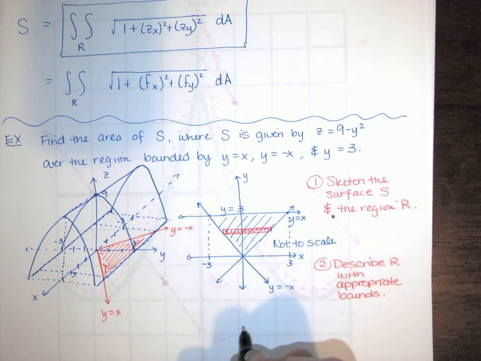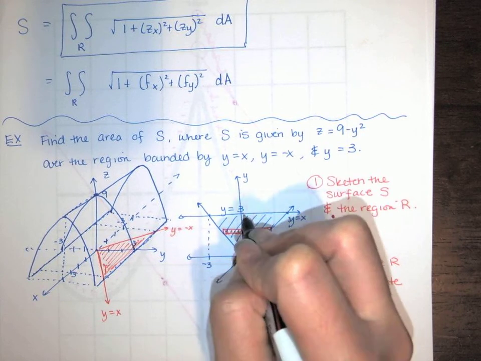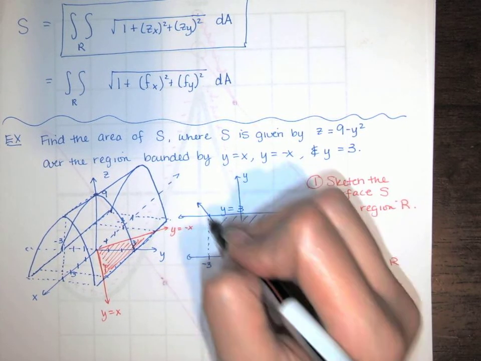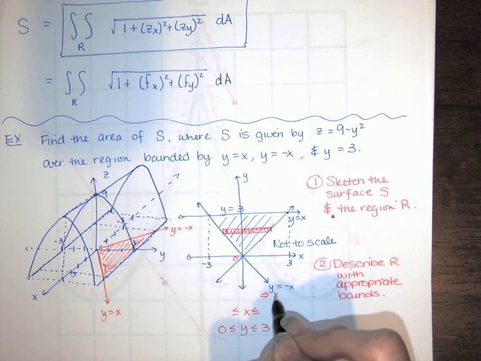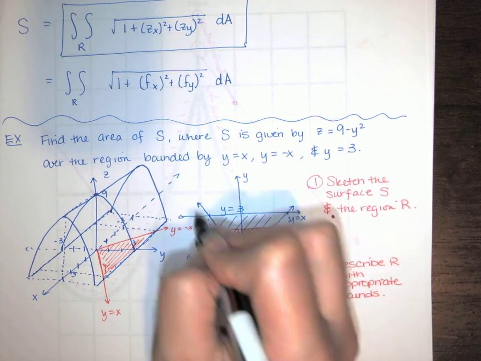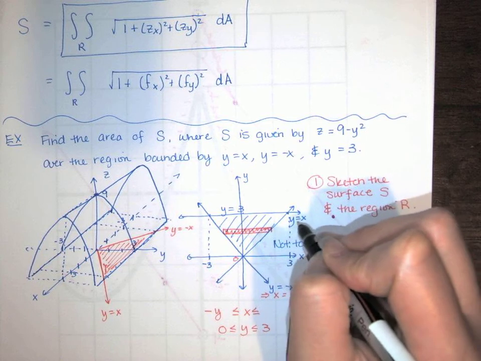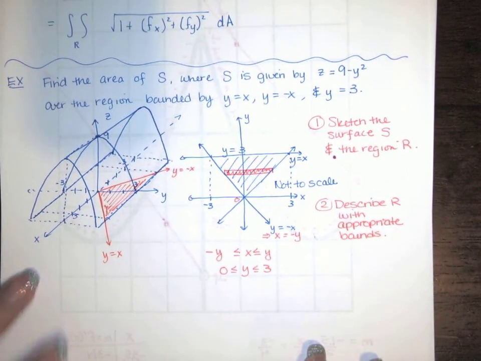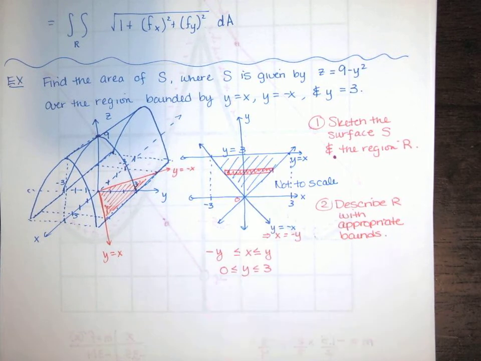So I'll do the y part first because it's the easiest. Y goes from the constant 0 to the constant 3. And x goes from this function to this function. Well, if I solve this equation for x, I get x equals negative y. That's my x on the left. If I solve this equation for x, I get x equals y. My x on the right. So we go from negative y to y, and y goes from 0 to 3.